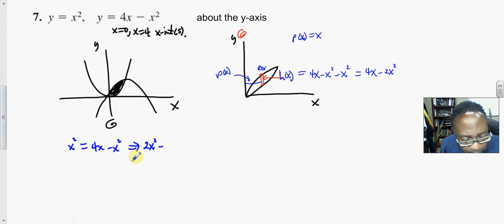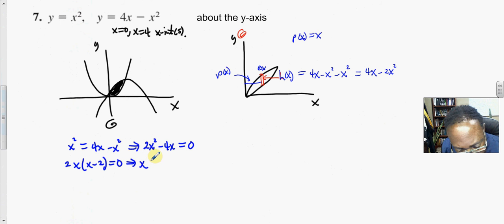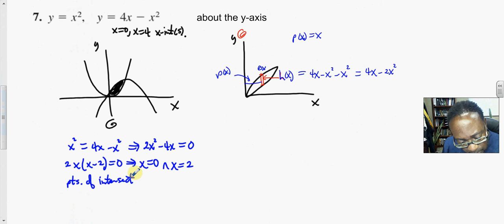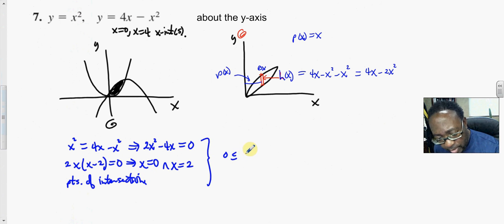Two x squared minus 4x, set that equal to 0. We get 2x times (x minus 2) equal to 0. This implies x equals 0, x equals 2, our points of intersection. So that simply tells us that we are evaluating from 0 to 2.